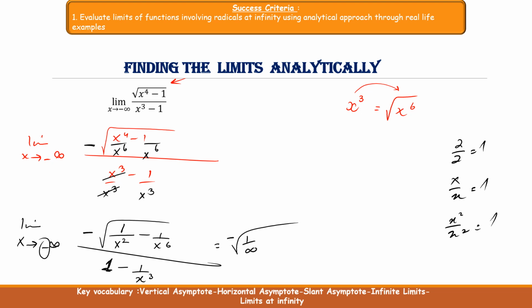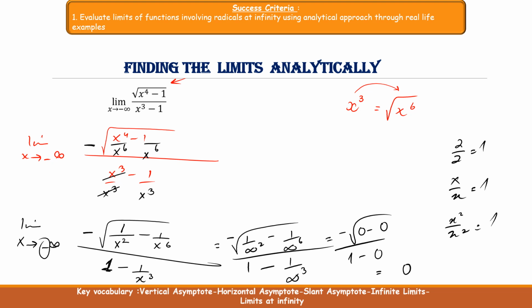We write the powers on the infinity, or we don't write. It doesn't affect our answer. But 1 over infinity is what? Is 0. 1 over infinity is 0, and 1 over infinity is 0. 0 divided by 1 is 0, and 0 is a neutral number, so no need to write negative or positive.